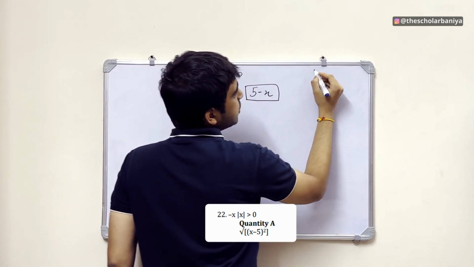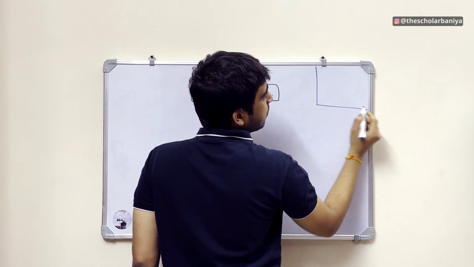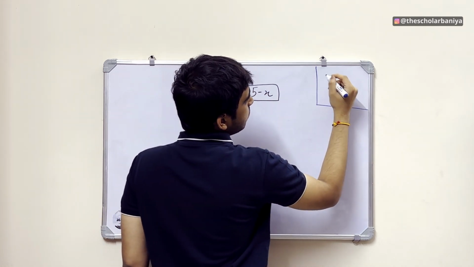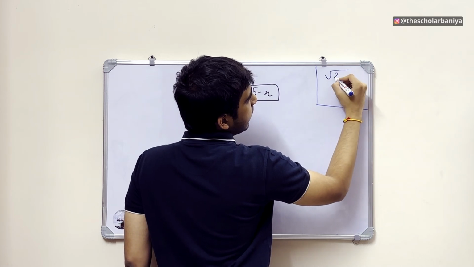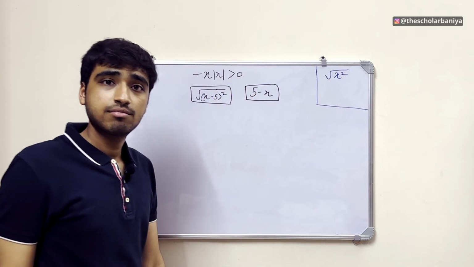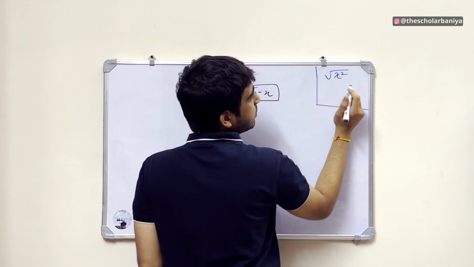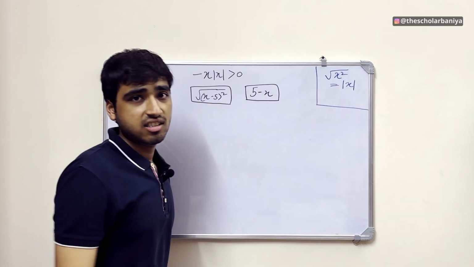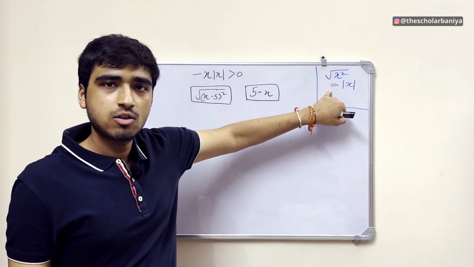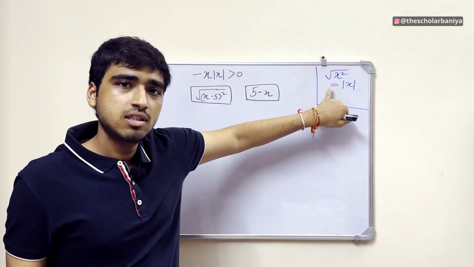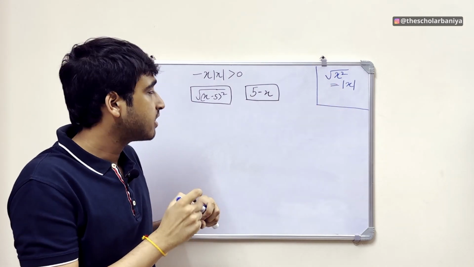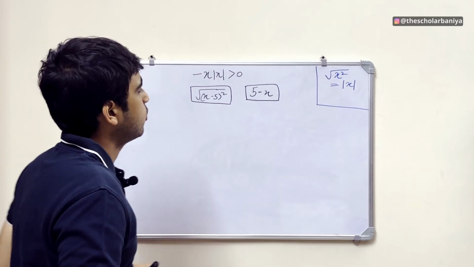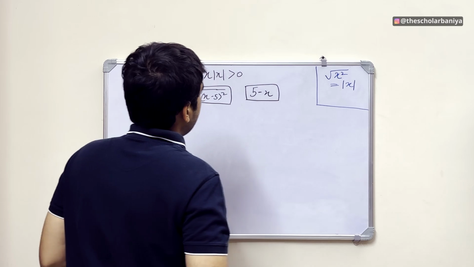One thing which I would like to say before proceeding to the question is that root of x square, the value of this is mod x. Root of x square, the answer of this is mod x. So this is one thing which you should particularly remember. I hope this is clear. Now moving on.